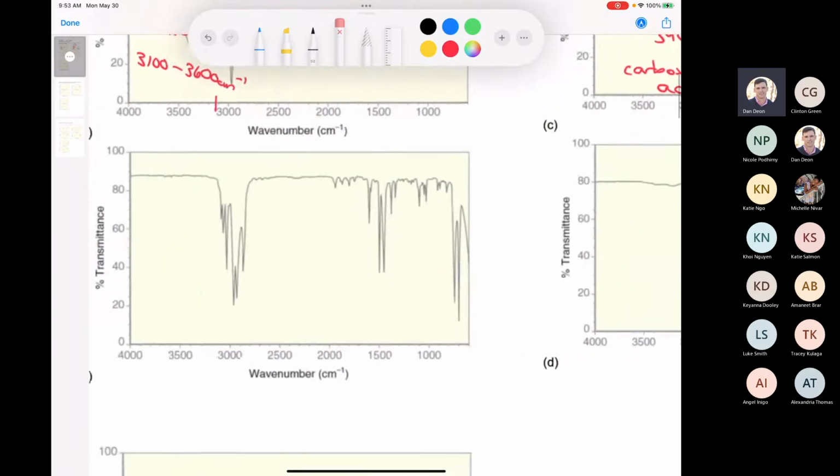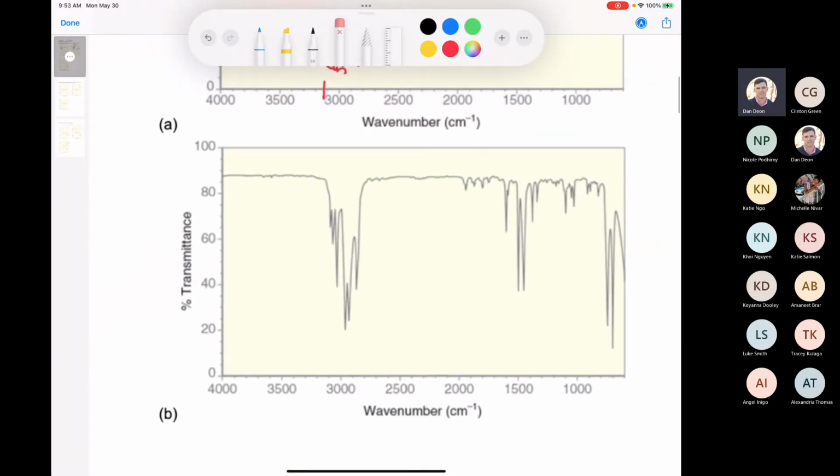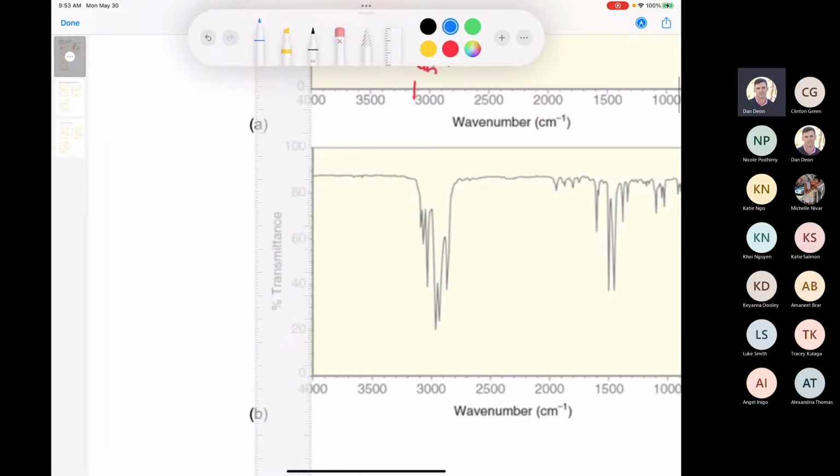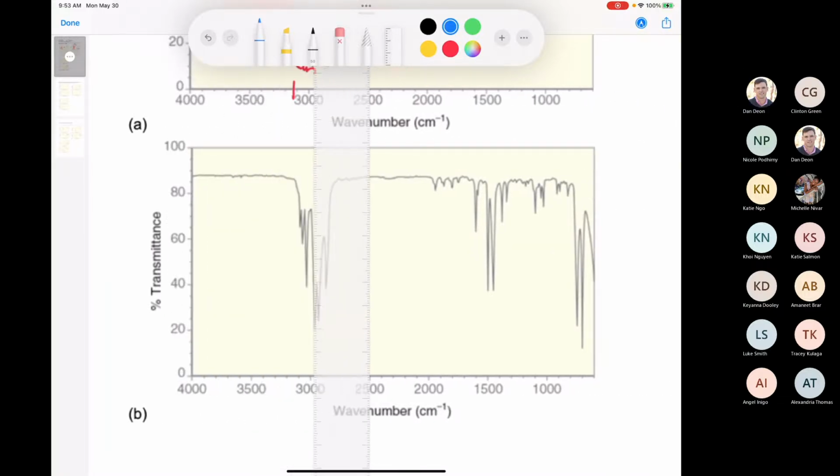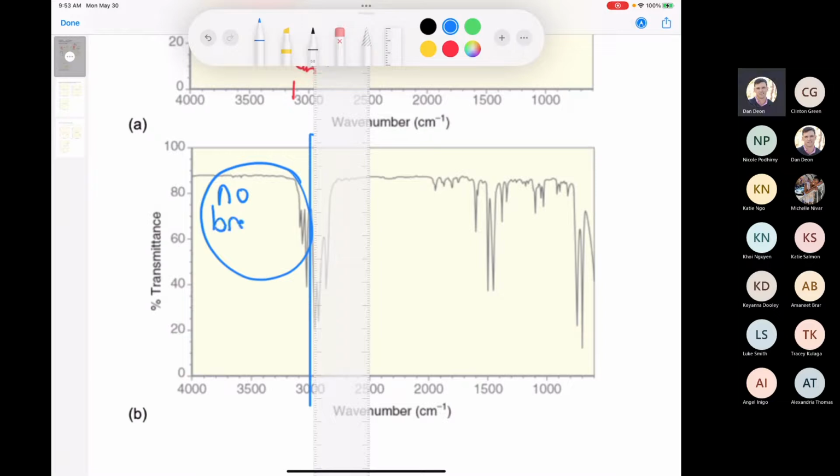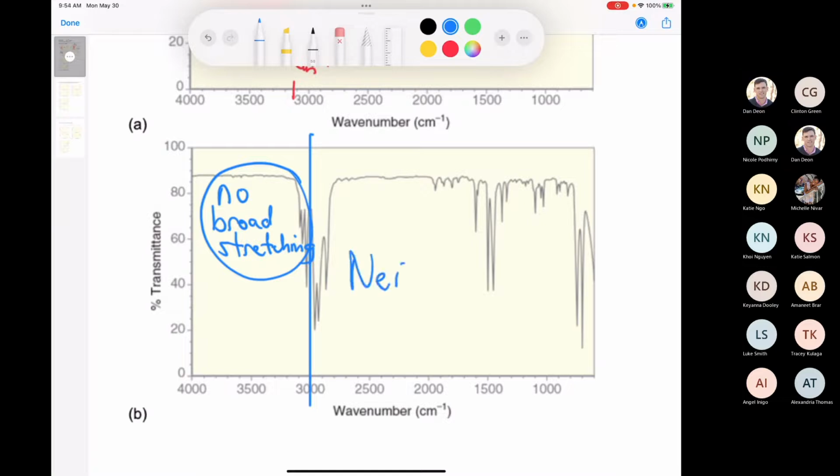What if we go to B? Remember that if we're trying to identify an alcohol or a carboxylic acid, we can draw a line at 3,000. Do you see any broad stretching up here? No broad stretching. Therefore, what would we call this? We would call this neither. That is not a carboxylic acid and it's not an alcohol.